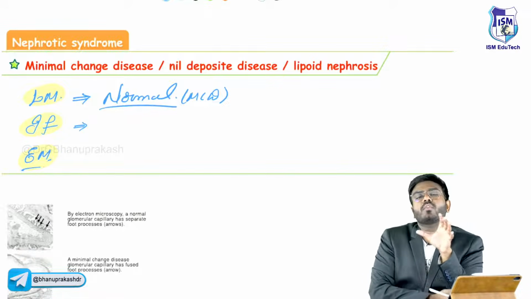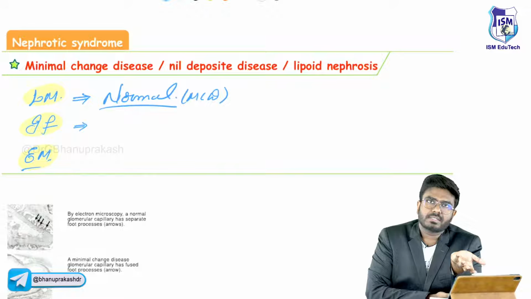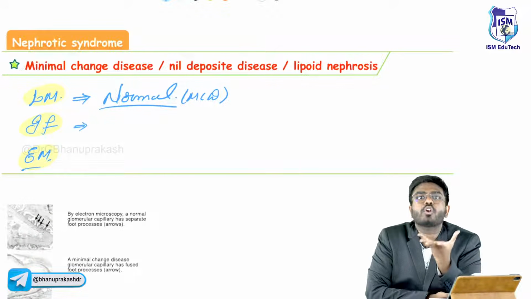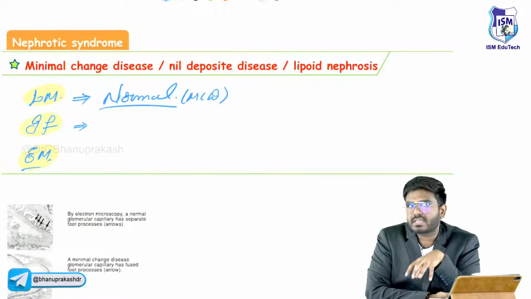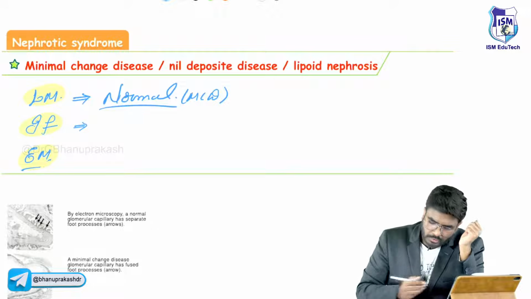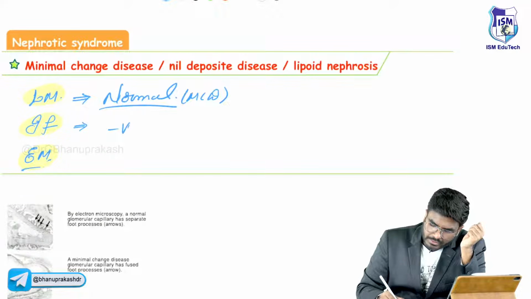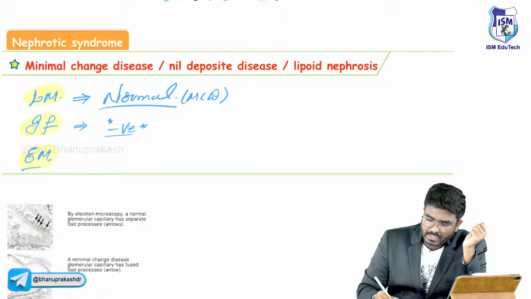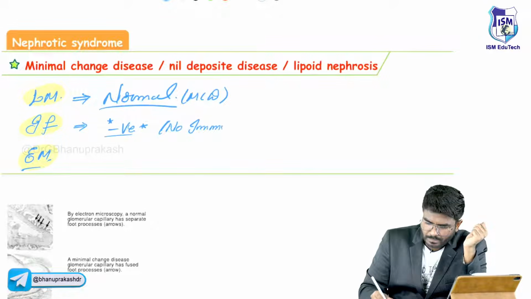Immunofluorescence normally shows what? Immune complexes. If immune complexes are deposited in the kidney, there will be fluorescence. Now, in this condition, there are no immune complexes, so immunofluorescence is going to be negative. Negative immunofluorescence, no antigen-antibody complexes.